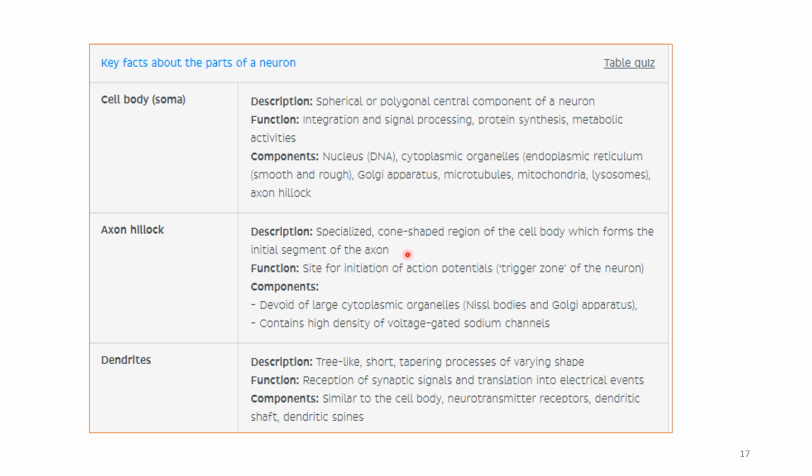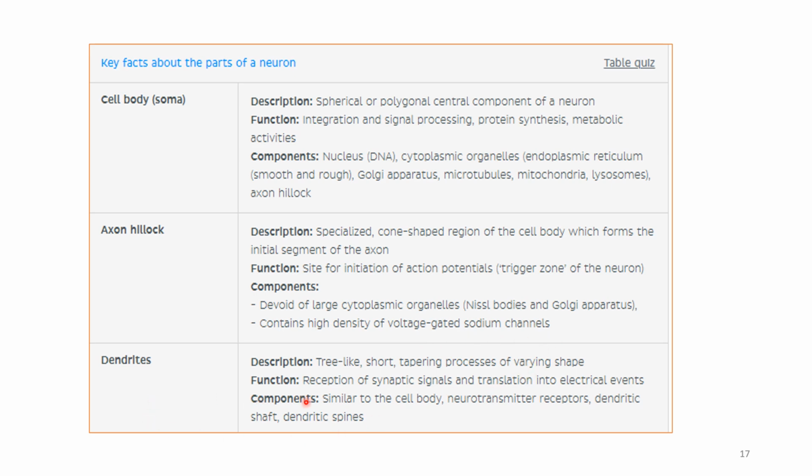The axon hillock is a specialized cone-shaped region of the cell body which forms the initial segment of the axon. It functions in the initiation of impulses. That is, it is the site for the initiation of action potentials, so it is also called the trigger zone of the neuron. But here there is a lack of large cytoplasmic organelles. But it contains a high density of voltage-gated sodium channels.